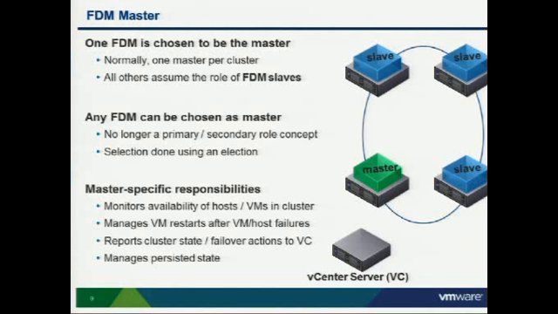So in this figure here, we have 4 hosts interconnected by a management network. 3 of them are shown in blue, that represents the FDM slaves, and 1 is shown in green, that represents the FDM master. Now the master has specific and special responsibilities.